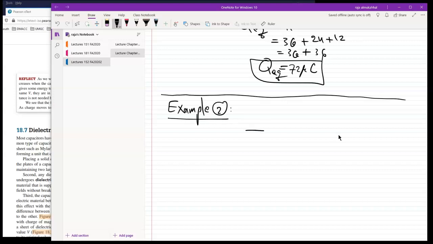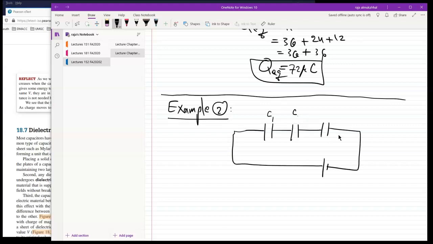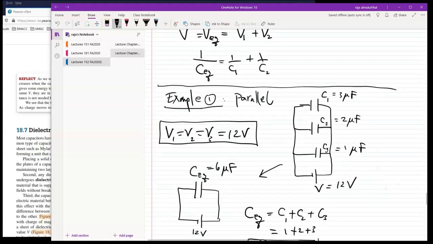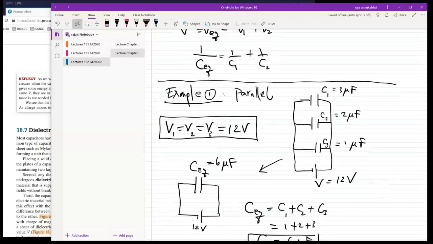So I have here 3 capacitors. Here's my battery. I'm going to call this C1, C2, C3, and then I go back and just get the same numbers. So C1 is 3, C2 is 2, and C3 is 1.